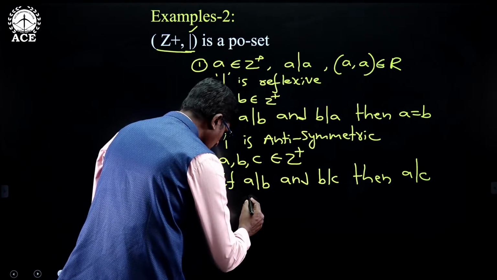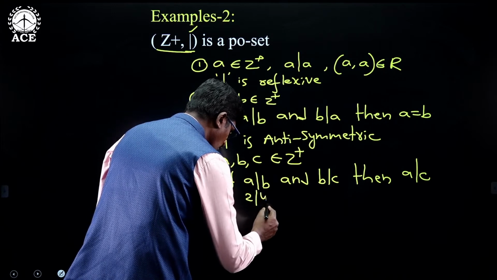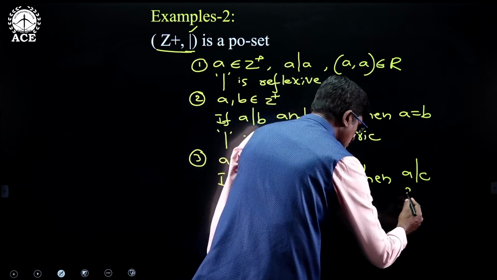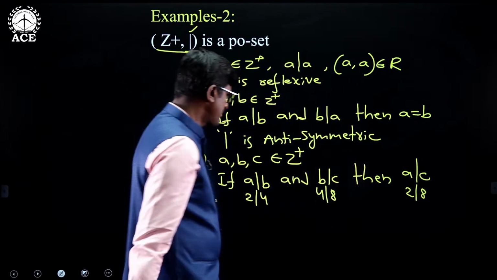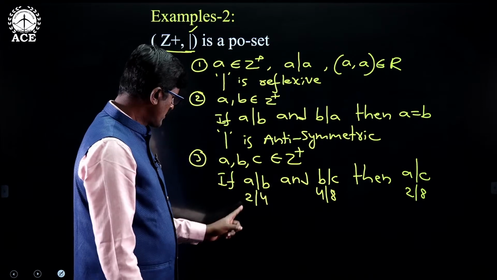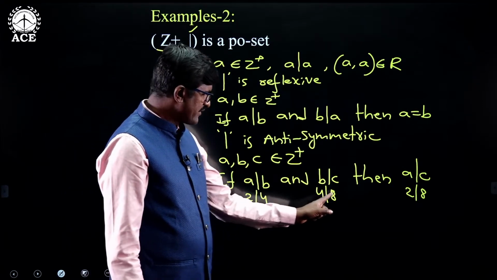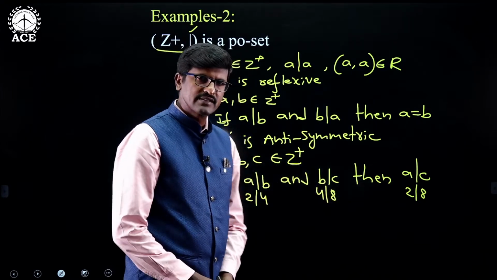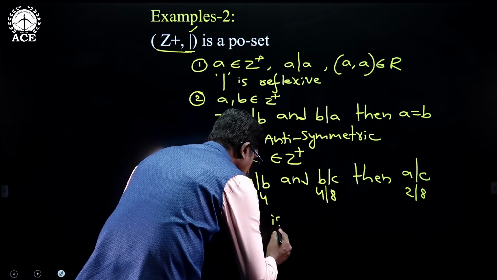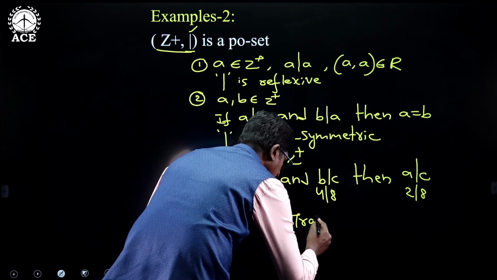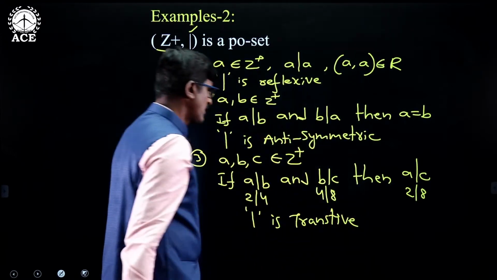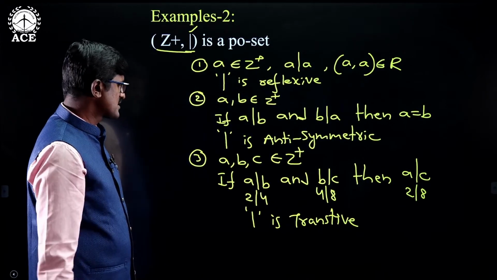That you can see with this example. 2 divides 4. 4 divides 8. Obviously 2 divides 8. So I am taking A is equal to 2, B is equal to 4, C is equal to 8. 2 is dividing 4, 4 is dividing 8. Obviously 2 will divide 8. Therefore, the relation divisibility is transitive.